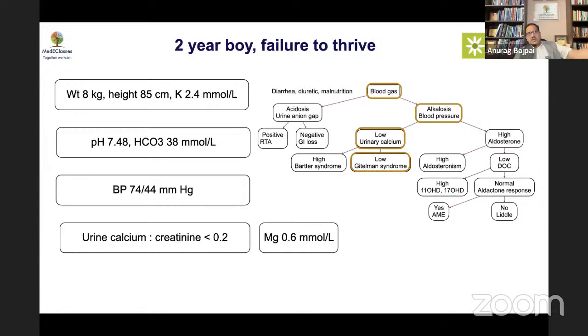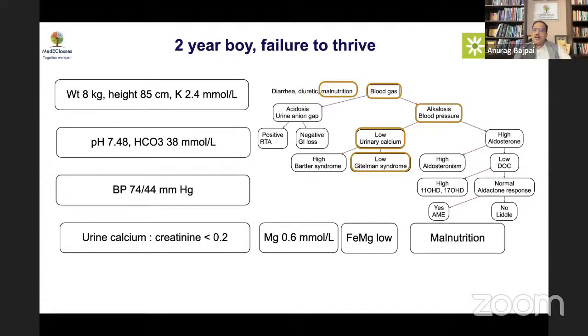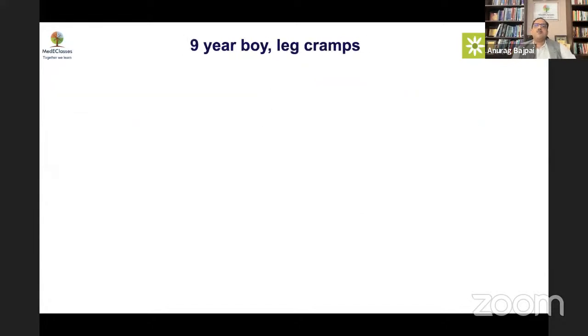So this is the index case where we highlighted that if you have hypomagnesemia with metabolic alkalosis and failure to thrive, always exclude malnutrition and primary hypomagnesemia. So we did a fractional excretion of magnesium, which was low, confirming that this was more like malnutrition rather than other causes in that scenario.